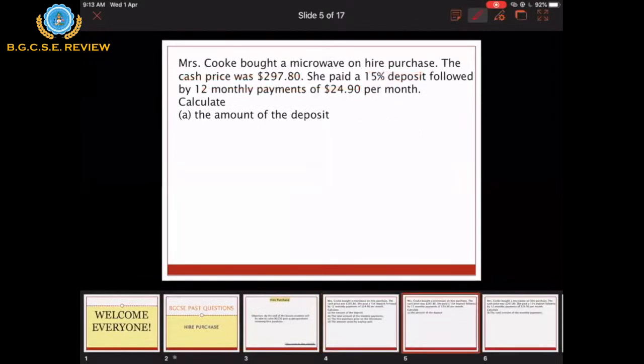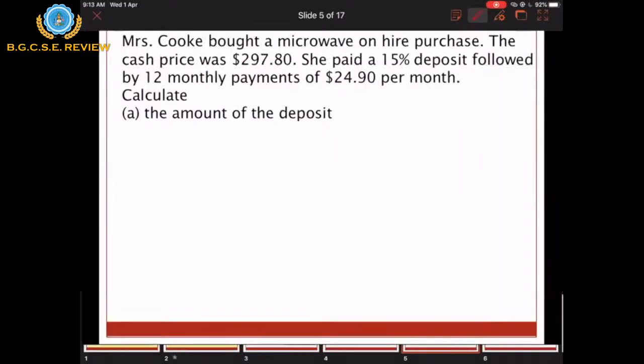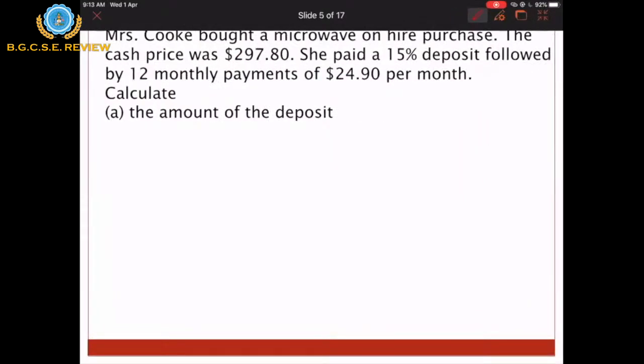Now let's work through the question. Everyone should have attempted some part of it and have some answer. So again, just to read through it, Mrs. Cook bought a microwave on hire purchase. The cash price was $297.80. She paid a 15% deposit, followed by 12 monthly payments of $24.90 per month. Calculate A, the amount of the deposit.